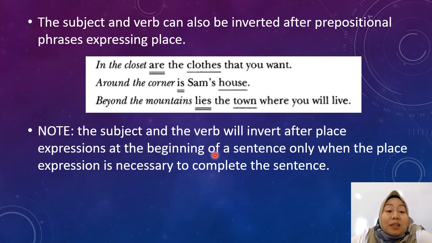All right, the subject and the verb will invert after a place expression at the beginning of a sentence only when the place expression is necessary to complete the sentence. Just like what I told you previously, if the prepositional phrase is needed to complete the sentence, to make the sentence correct, then it can be moved to the beginning of the sentence, and then we can invert the subject and the verb.